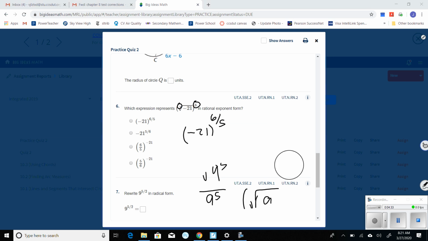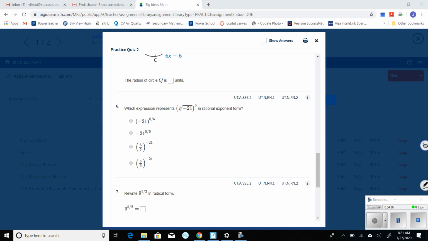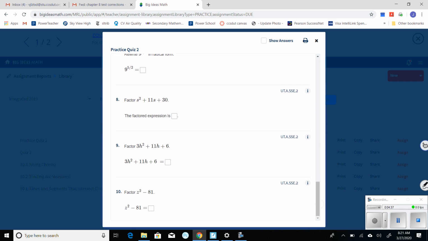8, 9, and 10, those 3 are all just factoring, which we reviewed before the break there. This one, you take the factors of 30 to add up to be 11. Make your list. The factored form is going to be like this. It's 5 and 6. So plus 5, plus 6.